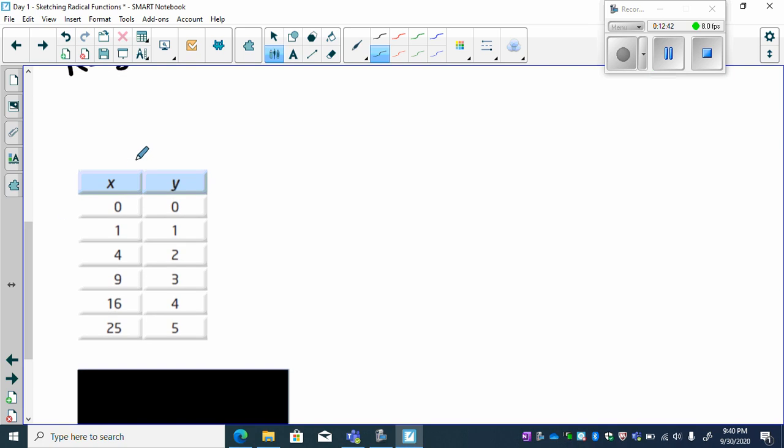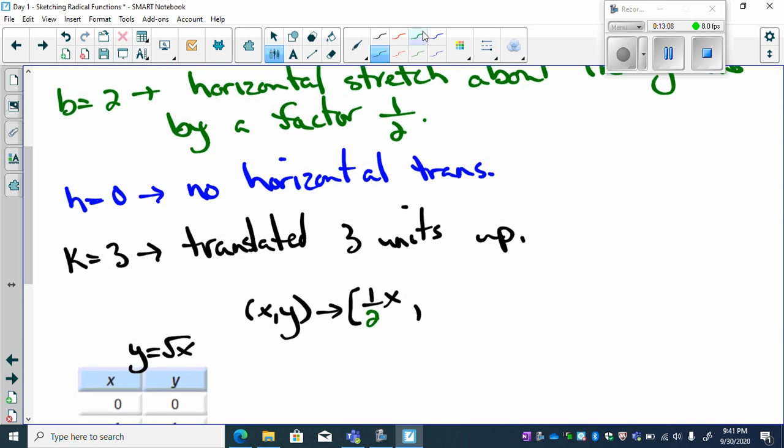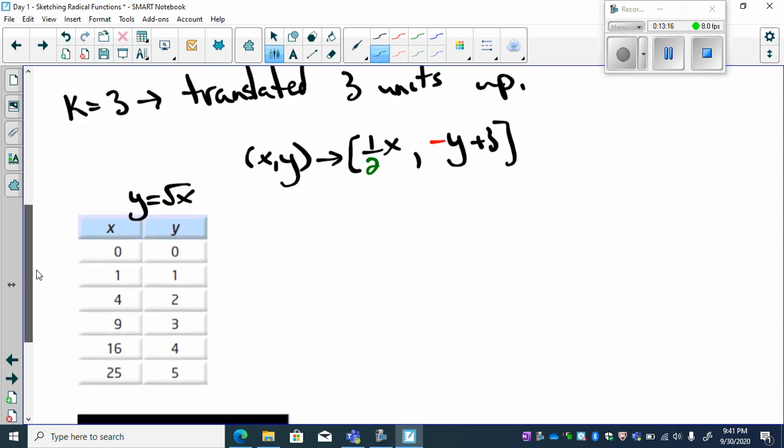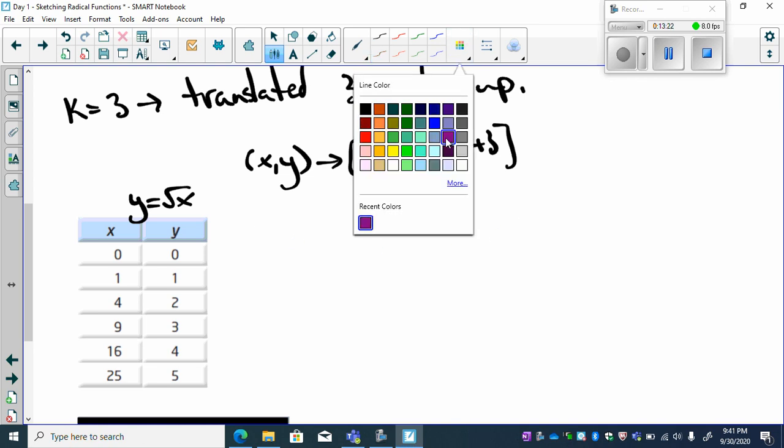And again, here is my base function, y equals radical x. If I make a mapping rule, this is what it would look like. It would be 1 over 2, 1 over my b value, times x, plus 0, so I'm not even going to write it, comma, a times y, a is -1, so it would be -1 times y plus 3. So (1/2 x, -y + 3). And here would be my new points.